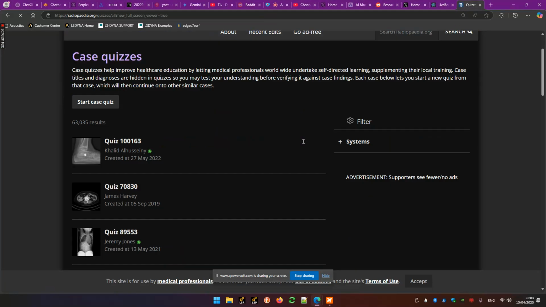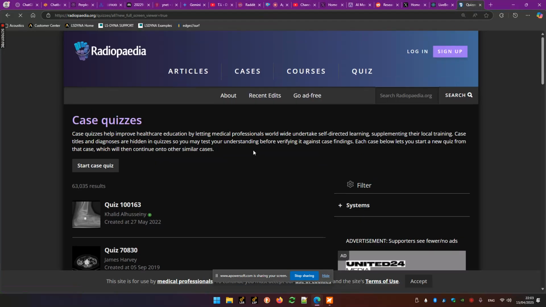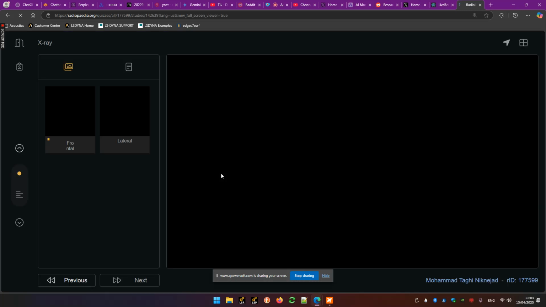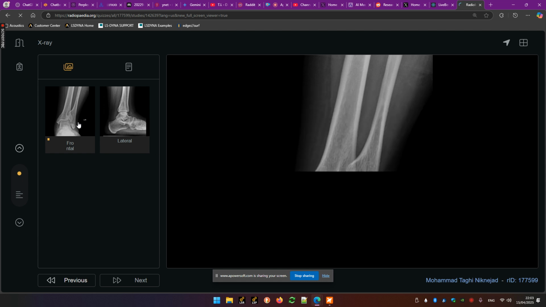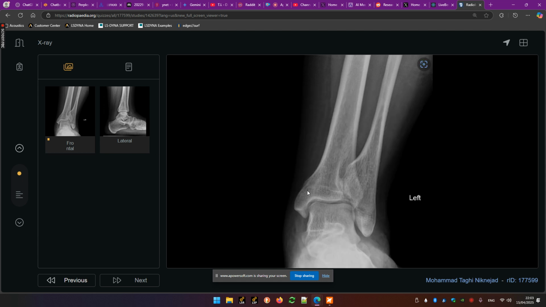Okay, so let's do a case from Wikipedia. Let's pick a quiz and see what we get. So let's start case quiz. Okay, so this is what we are getting. So it seems like an X-ray of the ankle joint, and we have frontal and lateral views.